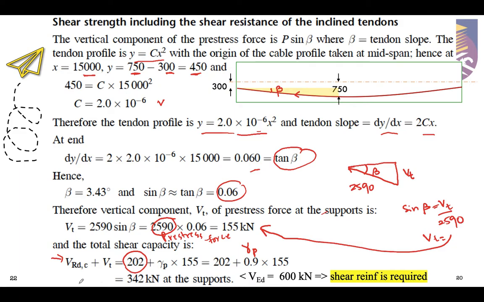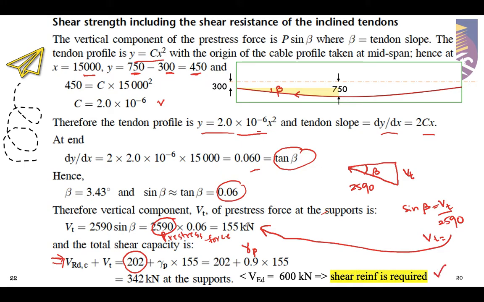So this value of VRDC is to be compared with the VED value that is from our section. This is the provided or subjected value of shear force, of 600. So VRDC that we have here is lesser than the VED value. Therefore shear reinforcement is required.